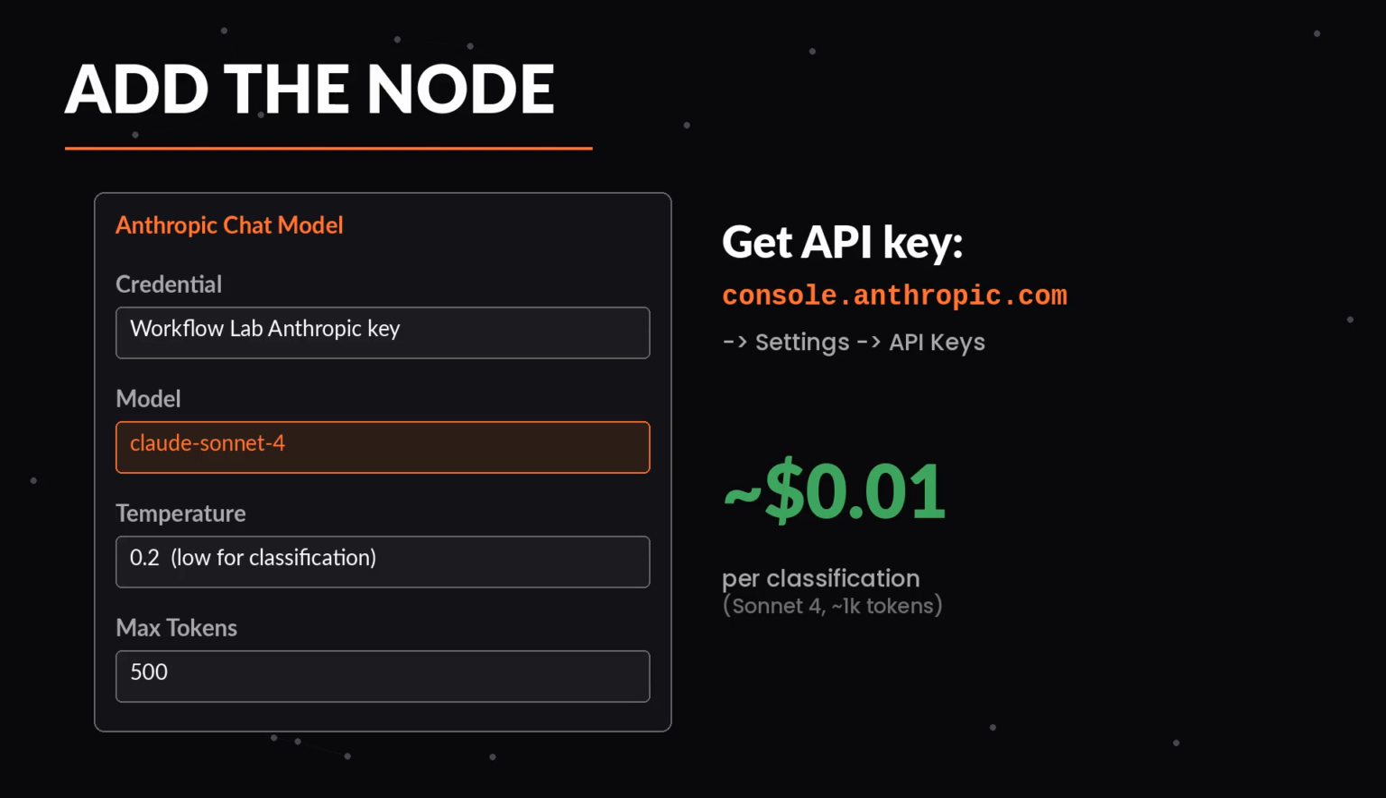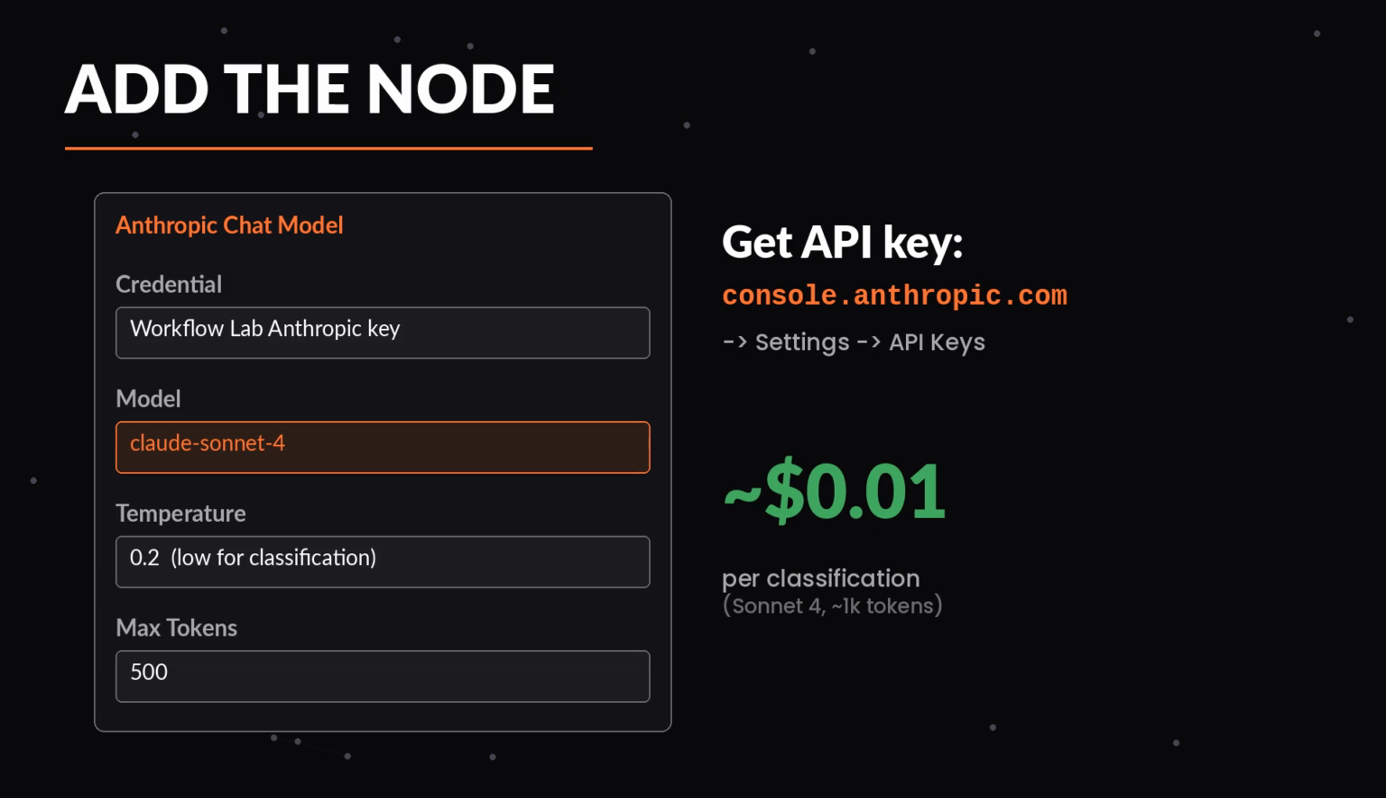Add the Anthropic chat model node. Search Anthropic in the node panel. Drop it after the edit fields node. Open the credential dropdown. Click Create New Credential. You need one thing. Your Anthropic API key. Get it from console.anthropic.com/settings/keys. Paste it in. Save.